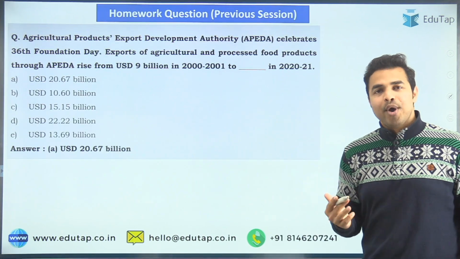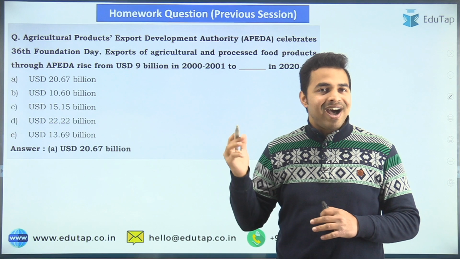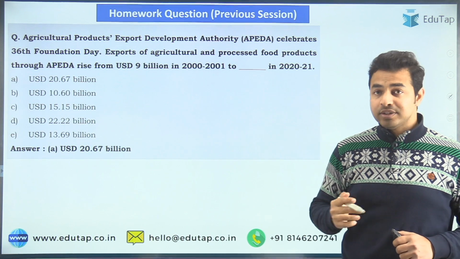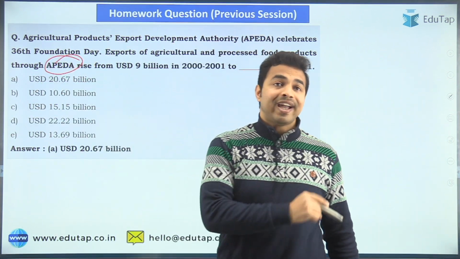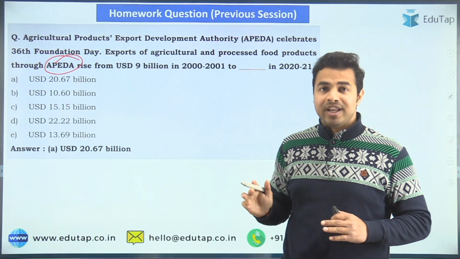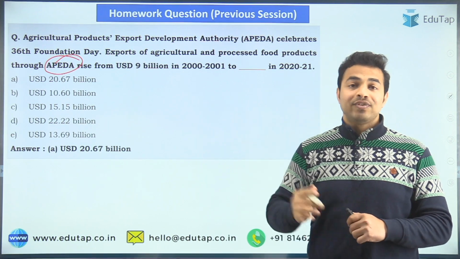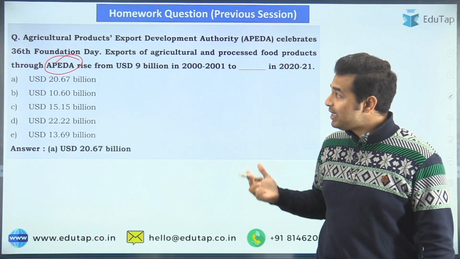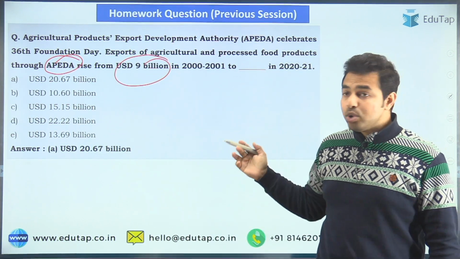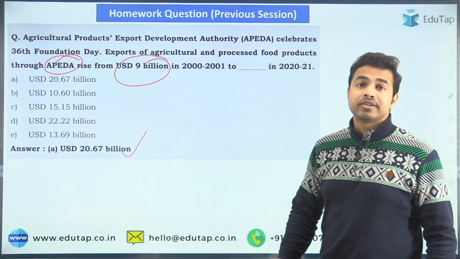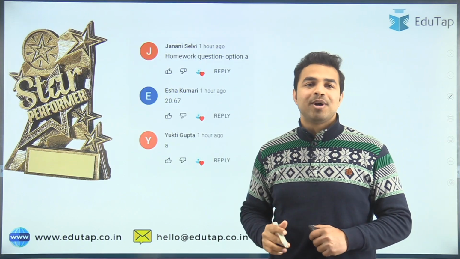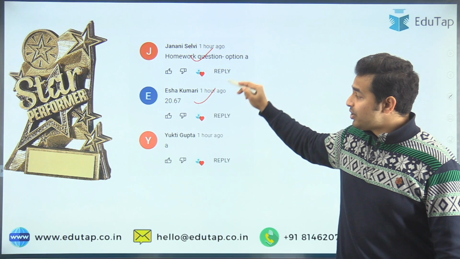Now moving on to the homework question from the previous session. Yesterday I asked a question in relation with the exports of agricultural and processed food products through APEDA, which stands for Agricultural and Processed Food Products Export Development Authority, which has recently celebrated its 36th foundation day. These exports have increased from USD 9 billion in 2000-2001 to 20.67 billion US dollars in 2020-2021.